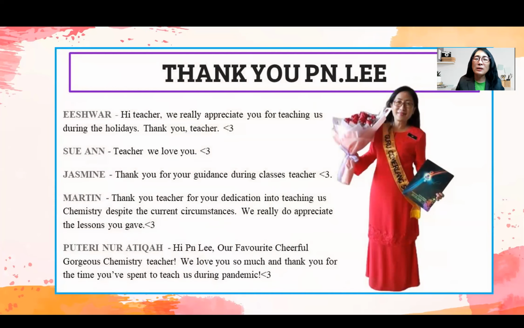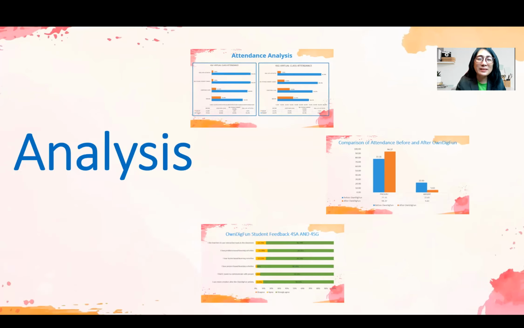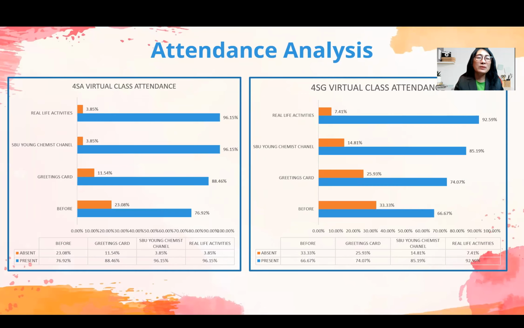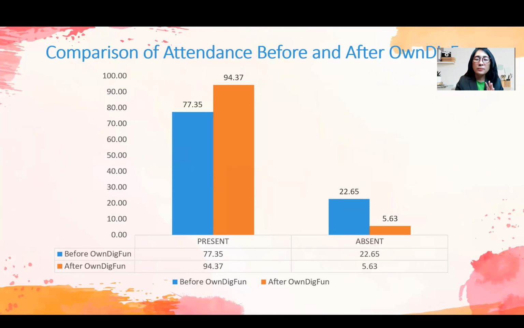Okay, after the hard work, my students sent me this thank you card. I'm so happy and so proud of my students. Here I would like to share with you the analysis of all the activities. Obviously you can see the attendance rate increased and the absence decreased, for both classes. And overall, you can see here it was reduced from 22.65% to 5.63%.